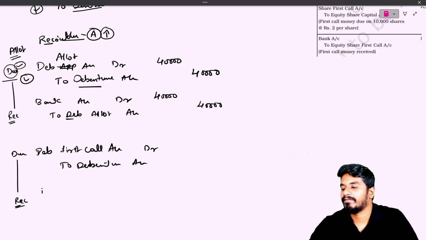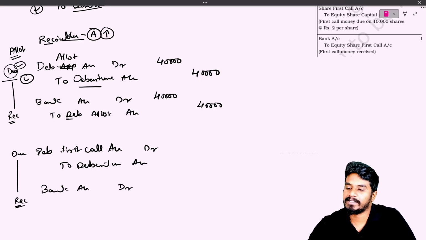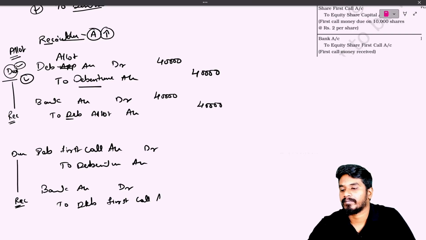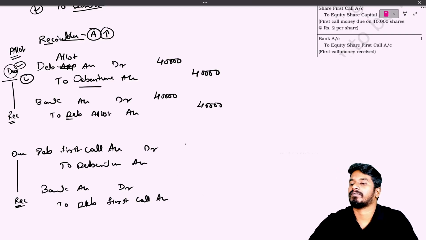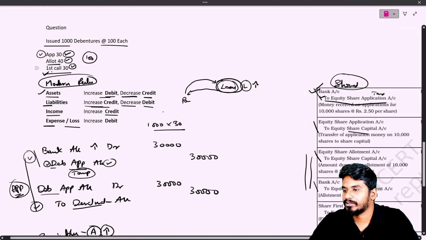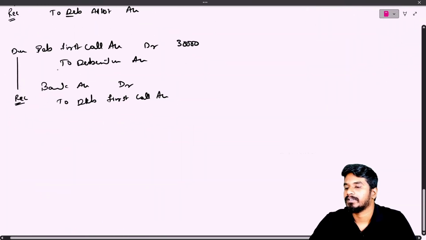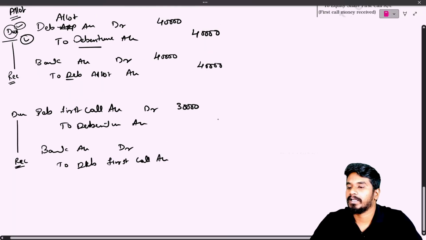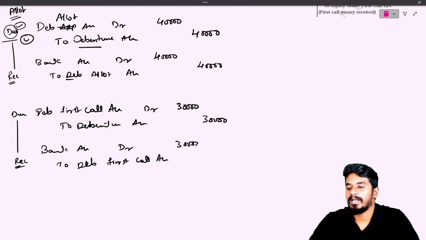The next entry: if we receive it in the bank account, bank will get debited because asset is increasing. And again, debenture first call account will get credited. For how much? 30 rupees we have to receive. You can check it here: the first call needs to be received, 30 rupees, so 30 into 1,000, 30,000. The same we will receive.